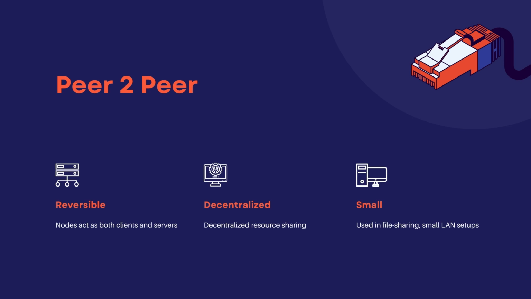Now, finally, a peer-to-peer network is a network in which every device can share its own resources without a central server, so it is somewhat of a decentralized network. It makes it easy to set up, but more challenging to secure and manage at scale. So a common example includes a torrent file sharing network.